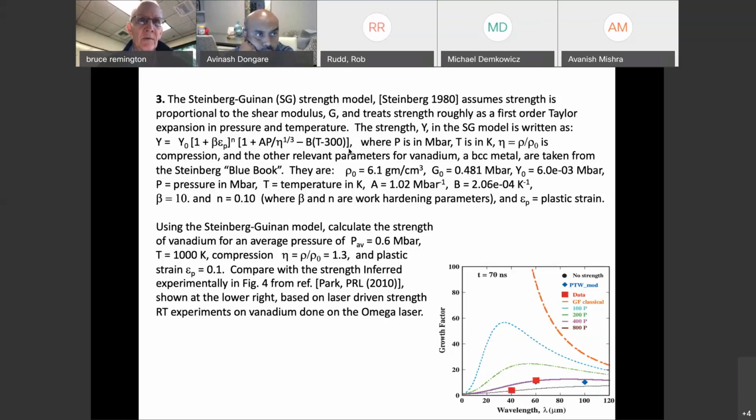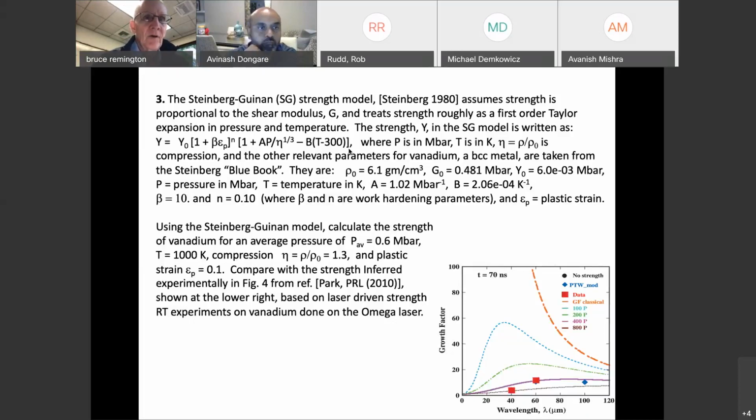Eta is the compression, rho over rho naught, so divided by the compression to the 1/3 power, minus B, another constant, times the temperature minus 300 K. So the temperature in Kelvin minus 300 K. So there's a pressure term and a temperature term. As the pressure goes up, the strength goes up. As the temperature goes up, the strength goes down. And the whole thing is multiplied by a factor corresponding to plastic strain and the initial strength, where P is in megabar and T is in Kelvin.